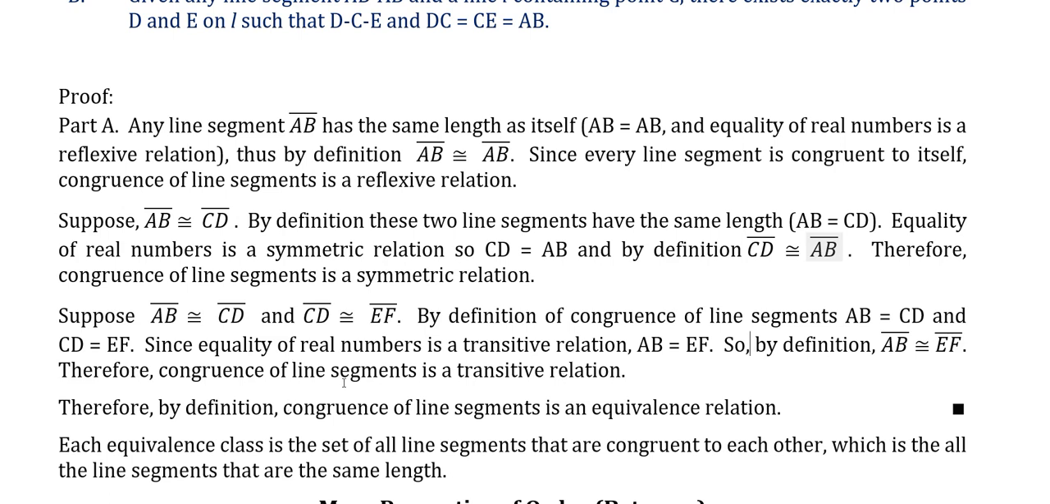So, by definition, the congruence of line segments is an equivalence relation since it is reflexive, symmetric, and transitive. Ultimately, each equivalence class of line segments is the set of all line segments that are congruent to each other, which is all the line segments that are the same length, regardless of where they are located or which direction they point. Okay, so that's a little bit of an introduction to equivalence relations and congruence.